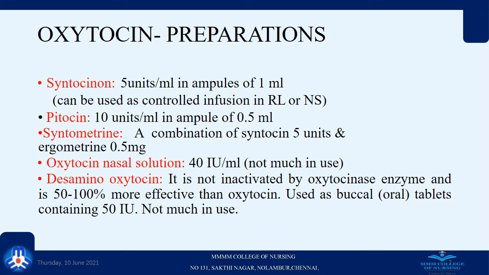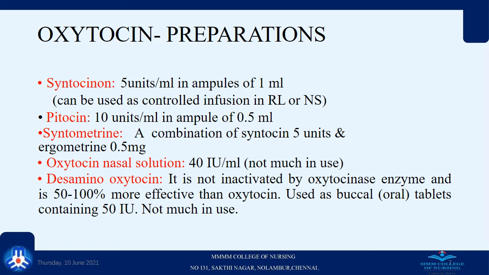First is syntocinon. It consists of 5 units per ml in ampules of 1 ml. So the 1 ml ampule contains 5 units of oxytocin. It can be used as a controlled infusion through IV by diluting it with Ringer's lactate or normal saline solution. Next we can see about pitocin. It is available as a 0.5 ml ampule, where it contains 10 units per ml.